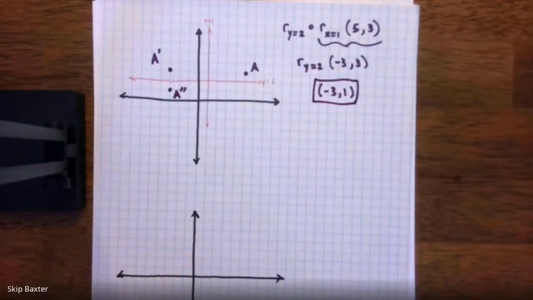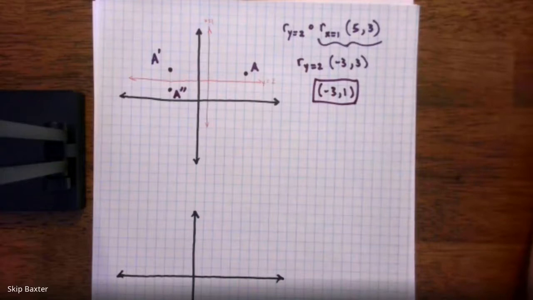Okay, so that's all there is to it. When you're doing a composition of transformations, you always work from right to left, and the basic rules of each transformation don't change. You're just doing 2 things in a row.